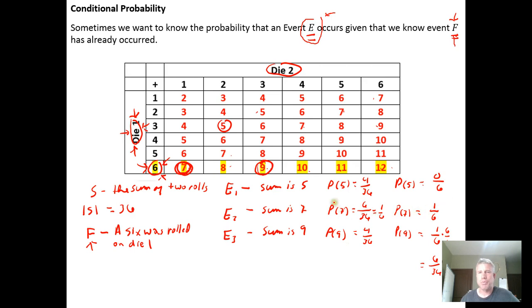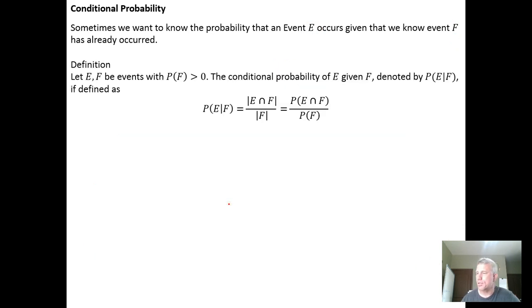We had a case where there was absolutely no impact on our chances, and one where our chances are now improved. So this is the basic idea behind conditional probability. What we want to do next is put a formula to it so that we can have a formulaic approach for calculating these probabilities. And so here's the basic idea.